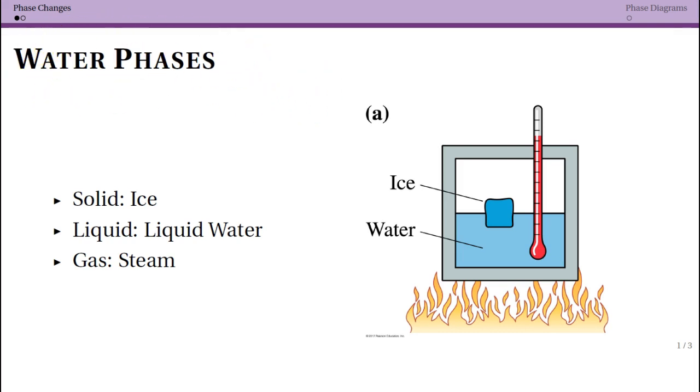So we can think about what the phases of water are, because water is a substance that we're most familiar with, and it's one of the few substances where we've actually seen it personally in all three phases. So solid water is just ice.